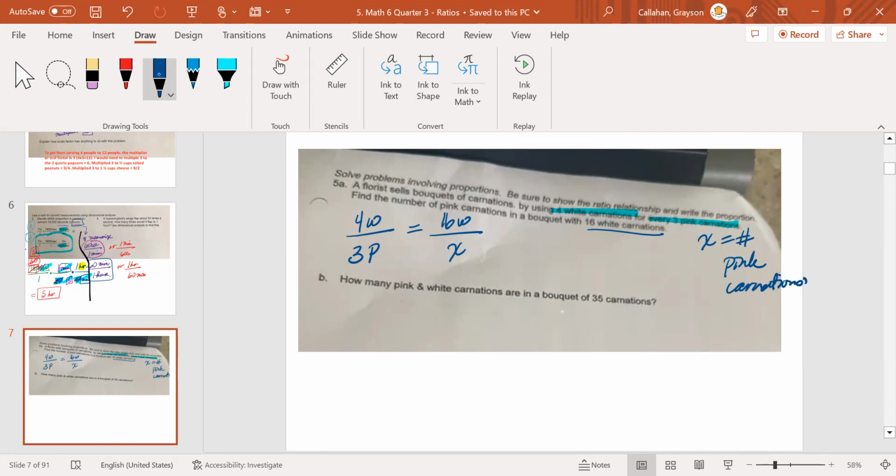No, not just any carnations. What kind of carnations? No. Find the number of pink carnations. X is the number of pink carnations. 4 over 3 equals 16 over X when you cross multiply. 4X equals 48 when you divide it. 48 divided by 4 is 12.